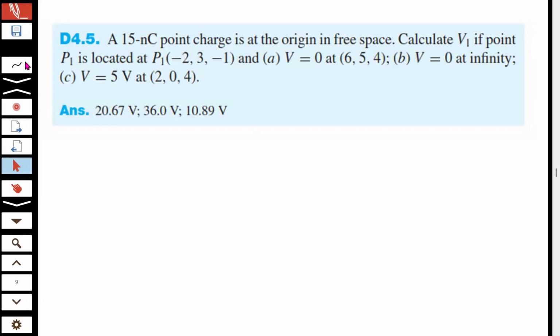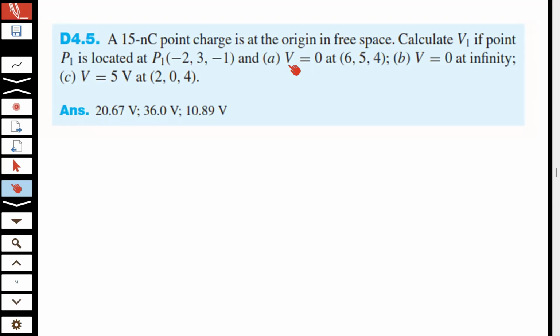Hello everyone. Let us solve another numerical problem for potential calculation given a point charge, and we are going to use the formula for finding potential difference and absolute potential for a given point charge Q. So the point charge of 15 nanocoulomb is given and the medium is free space. The location of the point charge is at origin. We are asked to find potential at a specific point with reference values to be taken.